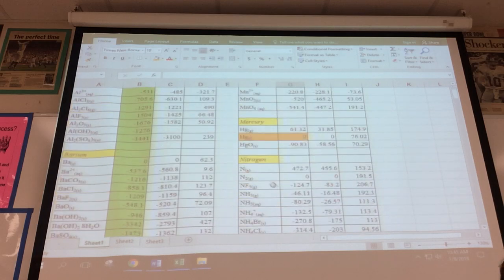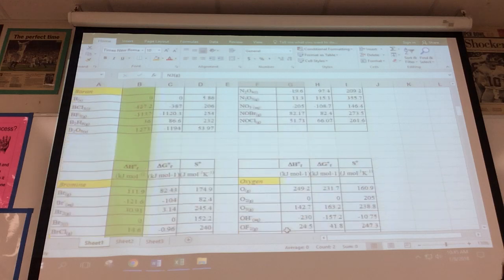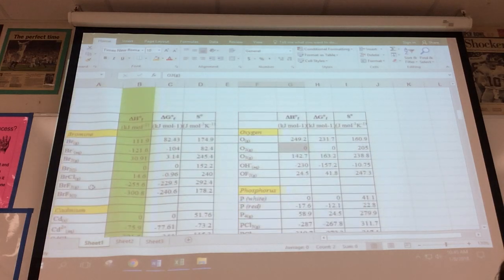Any diatomic element in its standard state has a delta H of formation of 0. Oxygen would be 0. Now be careful here. Bromine in its standard state is a liquid, so there it's 0, but as a gas, it's not.